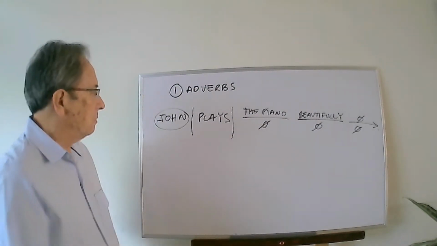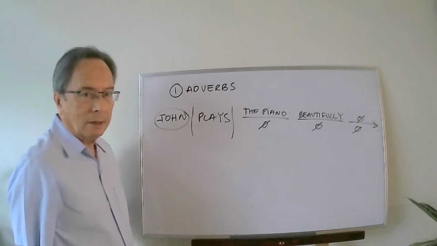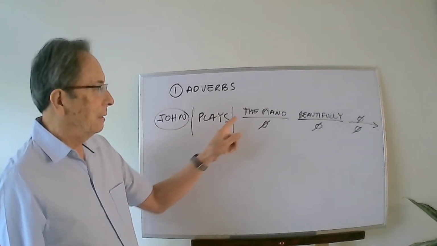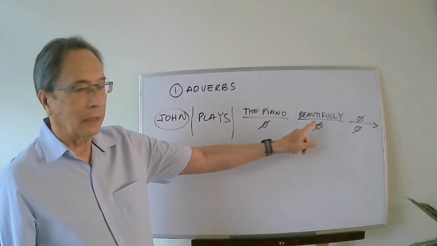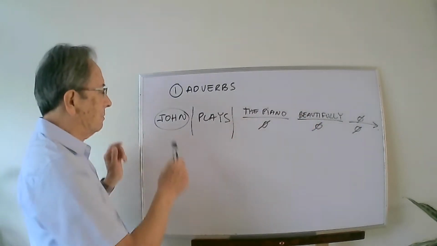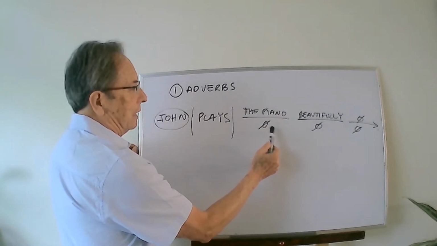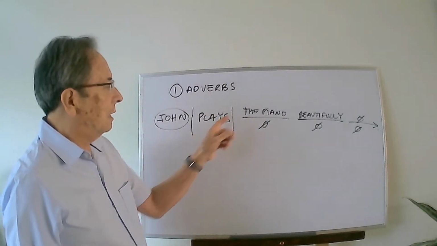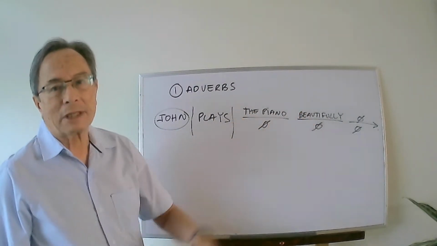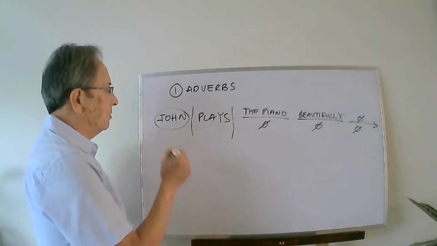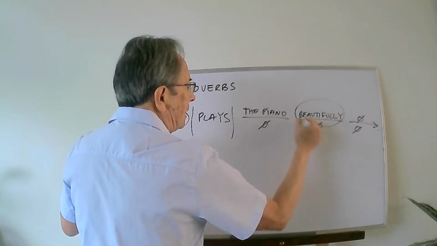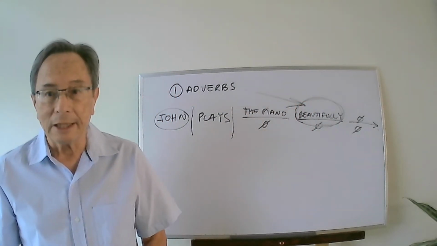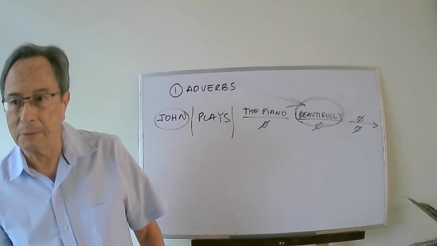Okay, so in this sentence we have John plays the piano beautifully. John, subject, plays, verb, action. The piano, what? And we have how, beautifully. Entonces tenemos sujeto, verbo, qué, quién, cómo. Here's the cómo. This is the adverb. Juan toca el piano, cómo, hermosamente, beautifully. John plays the piano beautifully. Este es el adverbio, cómo lo toca.